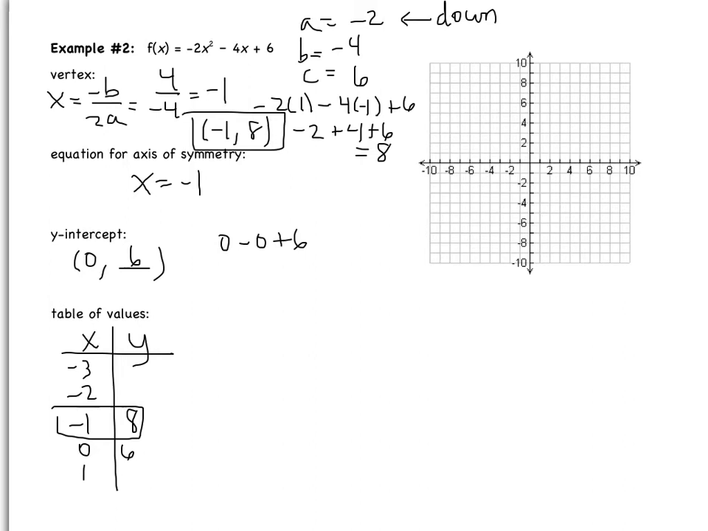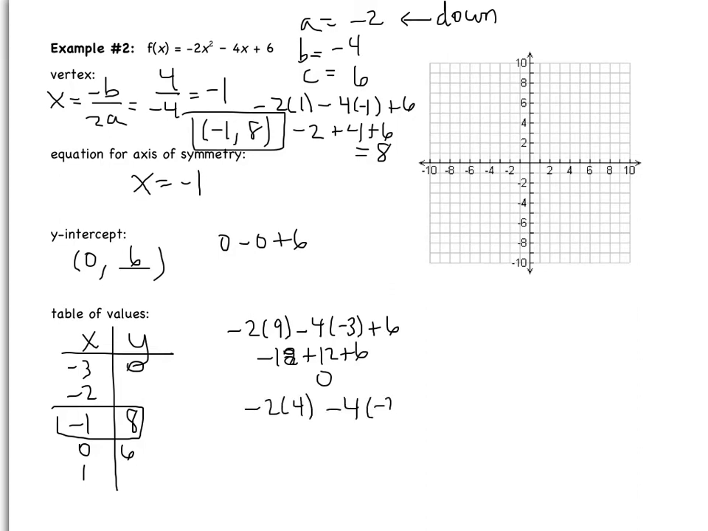I'm going to start with the negative 3. So I have negative 2 multiplied by 9, subtract 4 multiplied by negative 3, add 6. So this is negative 18, add 12, add 6, which gives me 0. If I substitute in negative 2, I get negative 2 multiplied by 4, subtract 4 multiplied by negative 2, add 6. So this is negative 8, add 8, add 6, which just gives me 6. And then substituting in 1, I get negative 2 multiplied by 1, subtract 4, add 6, which gives me 0.